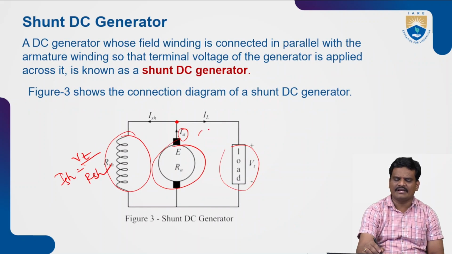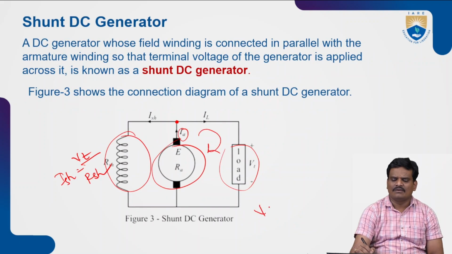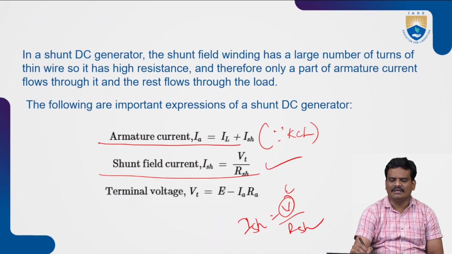Whatever the value of VT, I need to apply KVL in this particular loop. VT equal to E minus IA into RA.